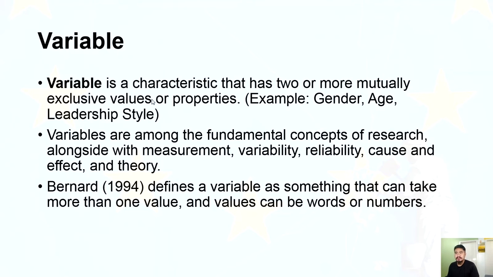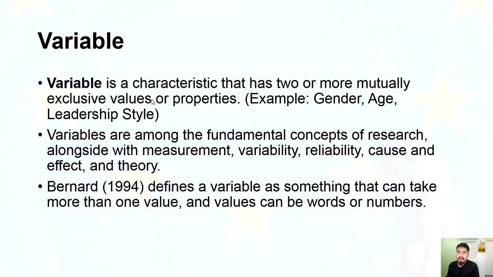But aside from properties, to give an example, gender is considered to be a variable. It is exclusive. There are only two types of gender, male and female, right? Age is considered to be a variable because it has an exclusive value. Leadership style, right? It has a classification. Even groupings are considered to be variables. So leadership style: democratic, authoritarian, etc. Or for instance, school is considered to be a variable. SLU, UBUC are considered to be variables.